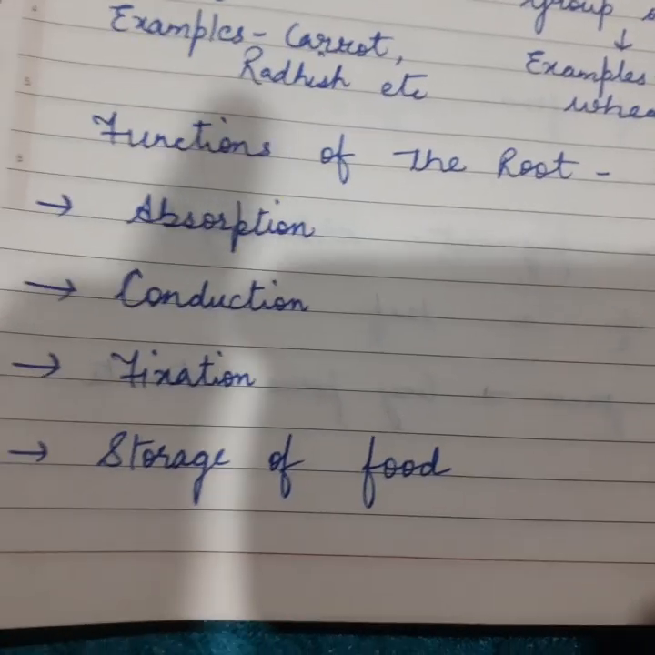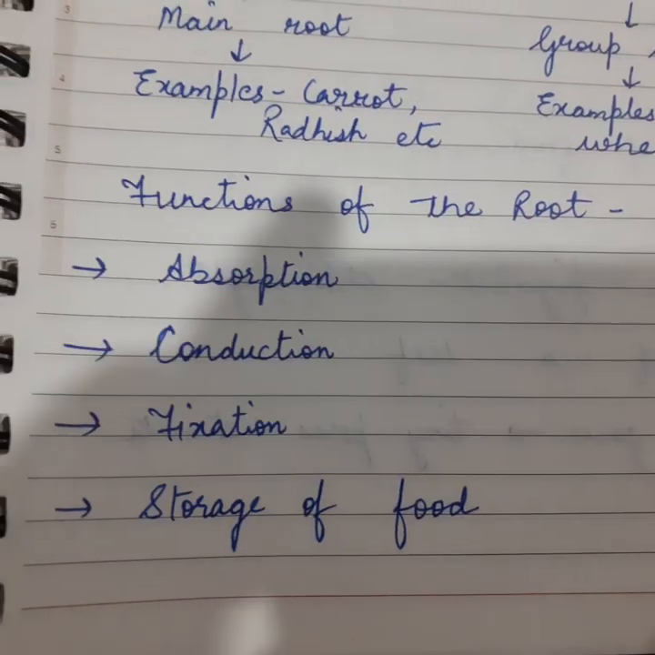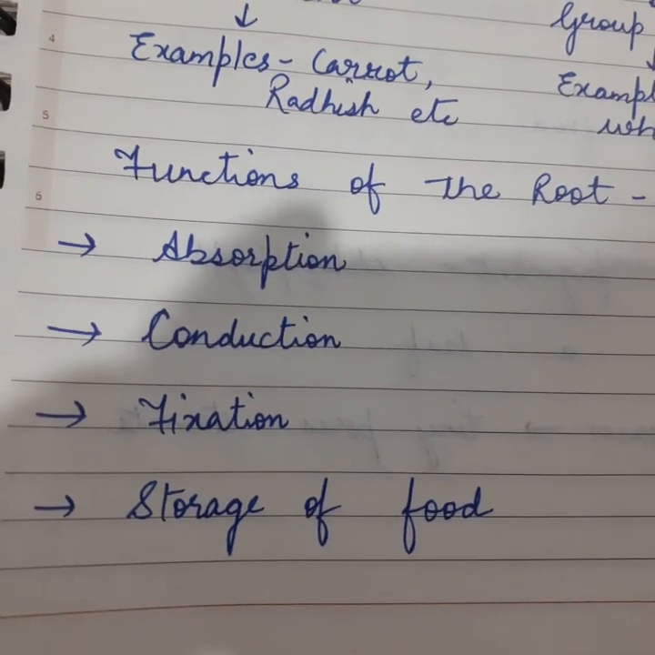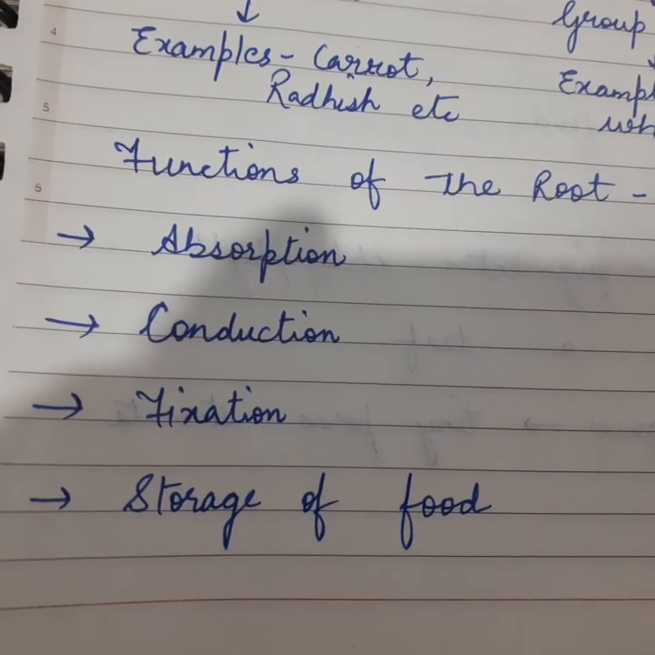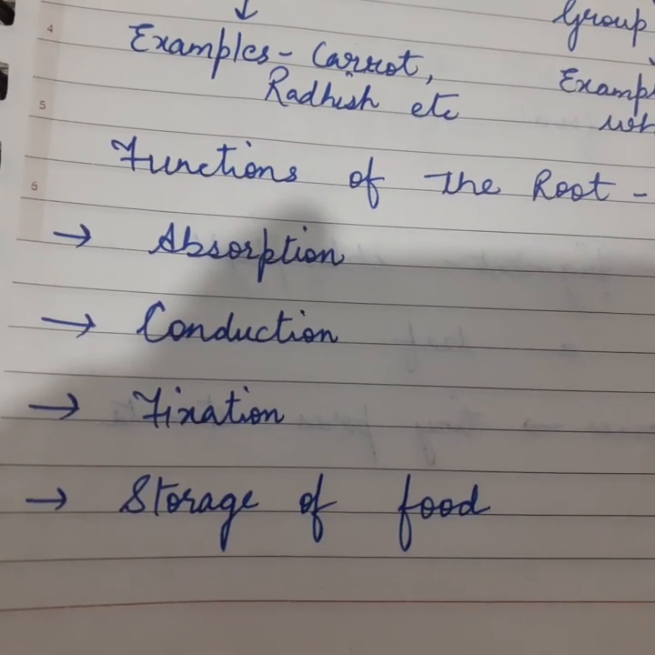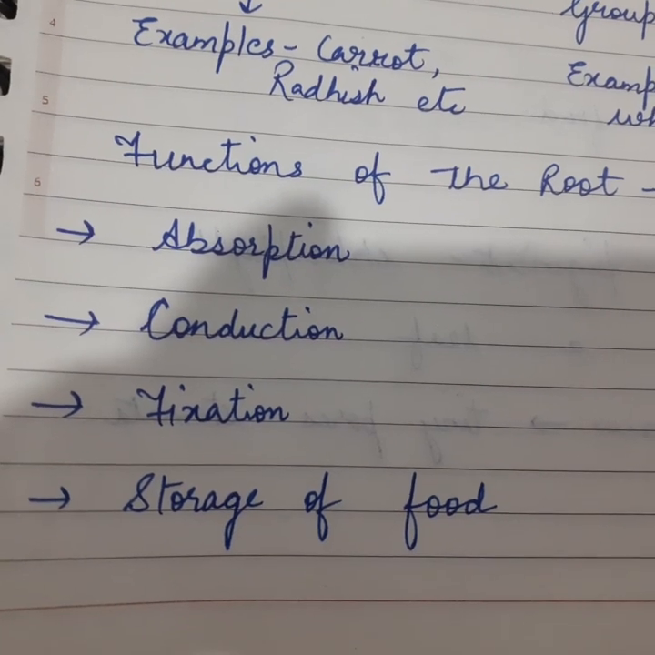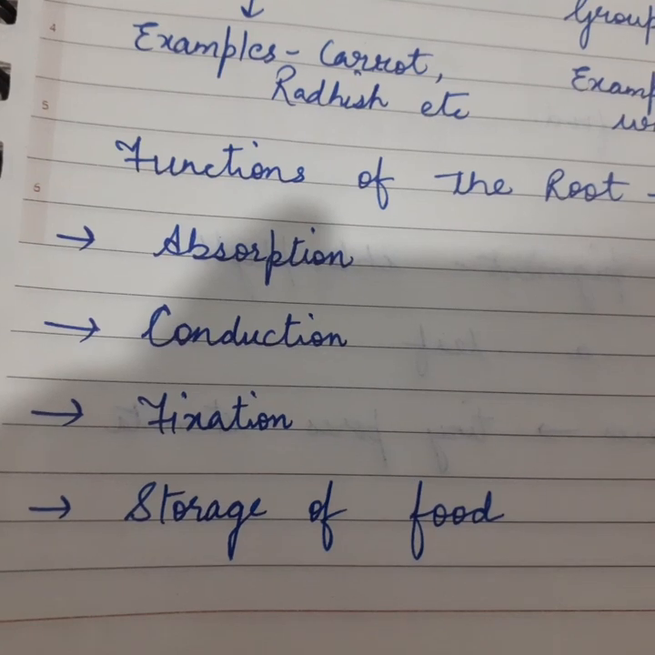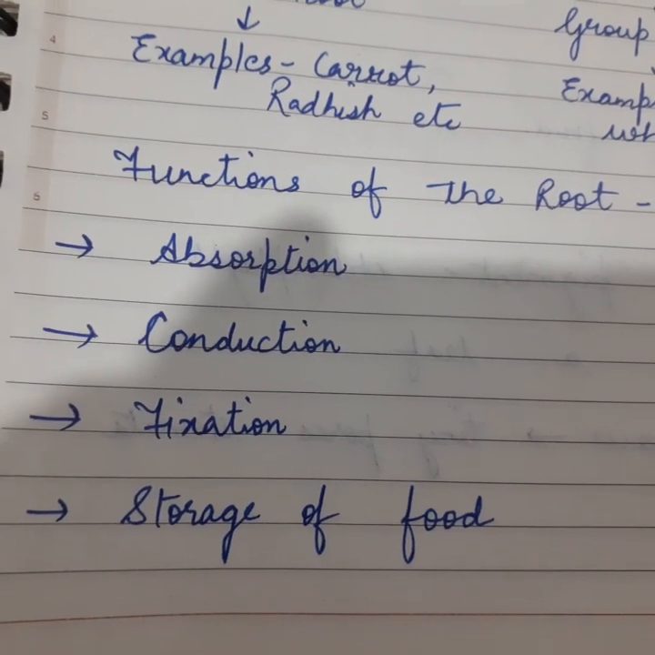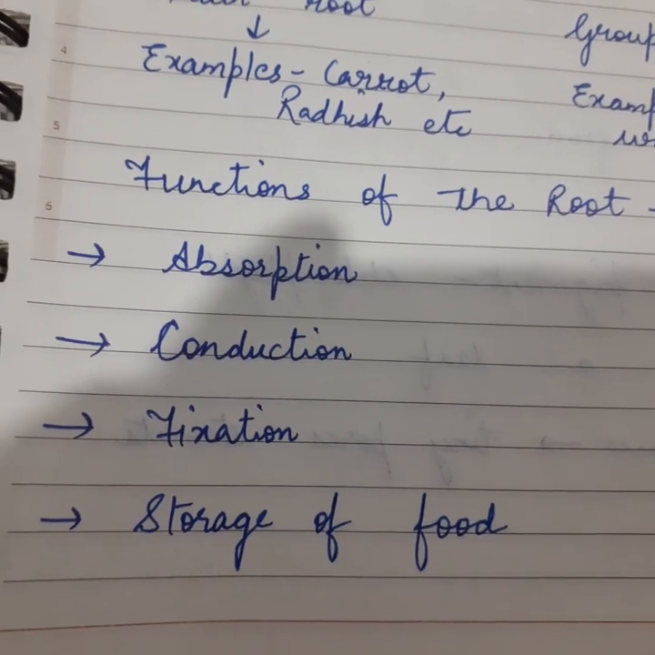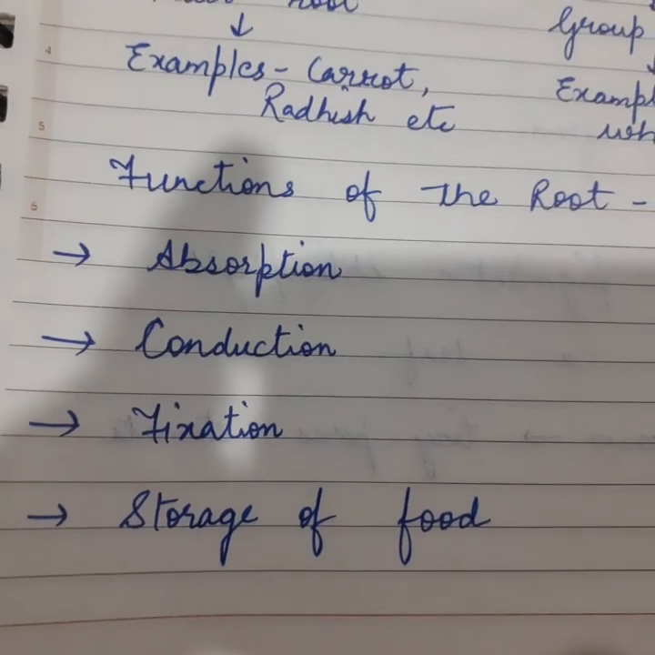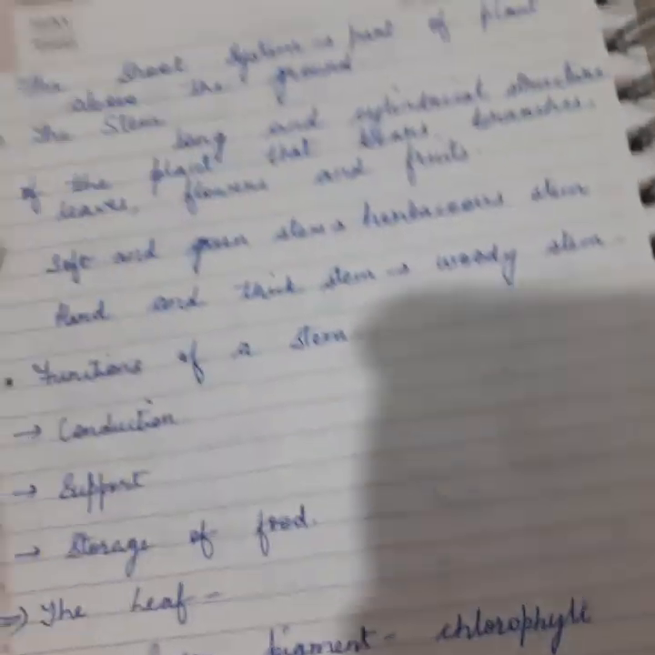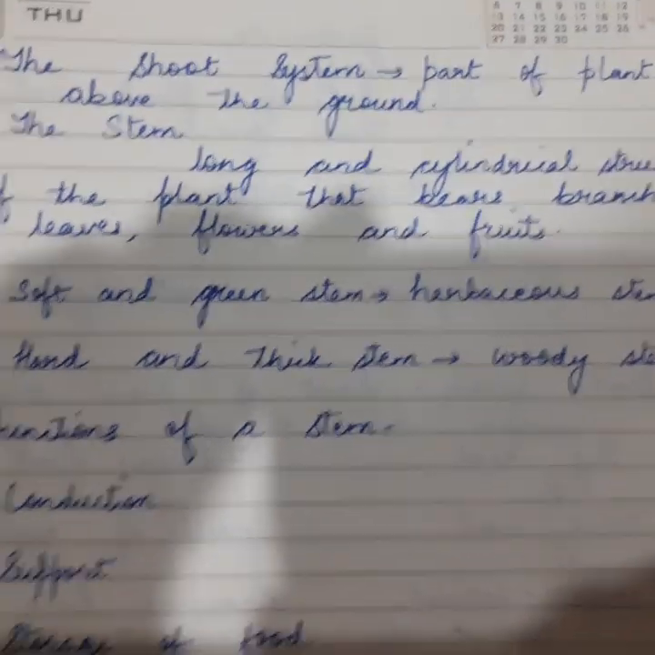Second is conduction. When root absorb nutrients, minerals and water from the soil, it got conducted to all parts of a plant. Next is fixation. Root help a plant to fix at a place. Next is storage of food. Like I already said, we eat different root as a food. For example, carrot, radish, turnip, wheat, rice, etc.